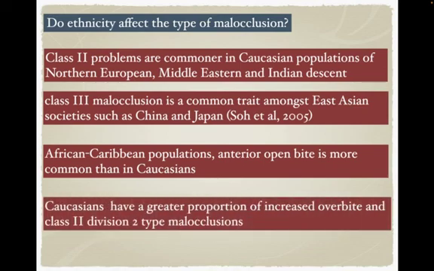The Caucasian population have a higher proportion of increased overbite and class 2 division 2 malocclusion. They have a high prevalence of this kind of malocclusion.